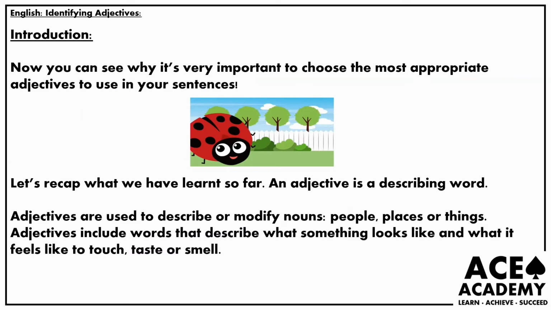Let's recap what we've learnt so far. An adjective is a describing word. Adjectives are used to describe or modify nouns, that is, people, places or things. Adjectives include words that describe what something looks like and what it feels like to touch, taste or smell.